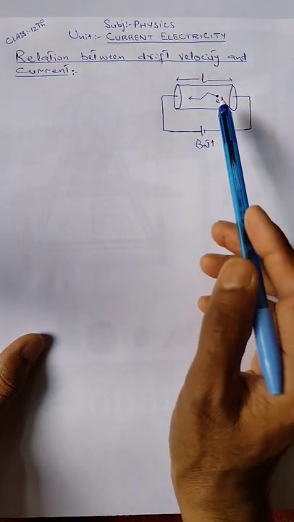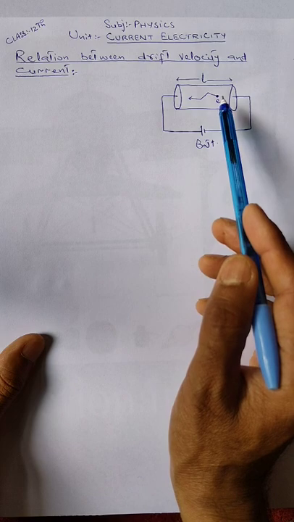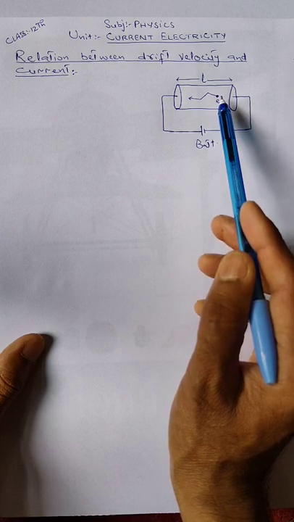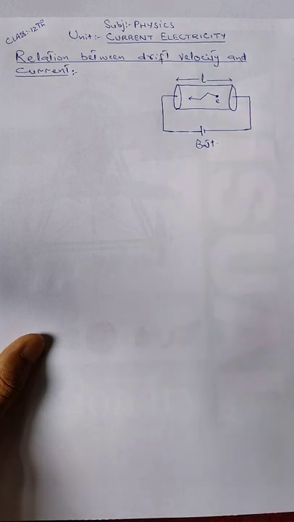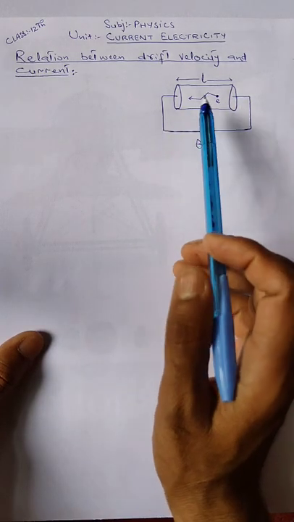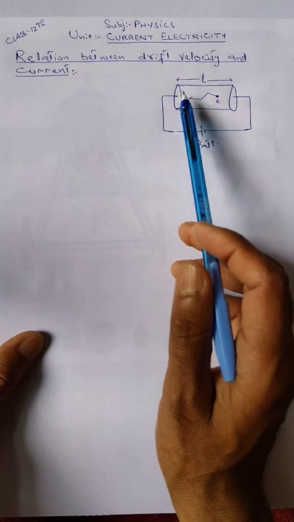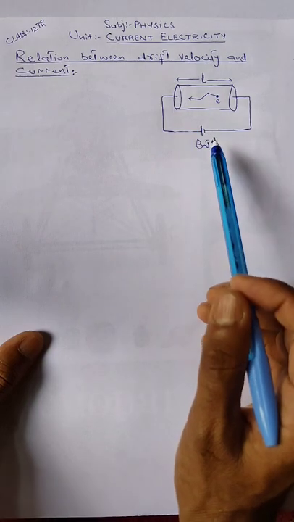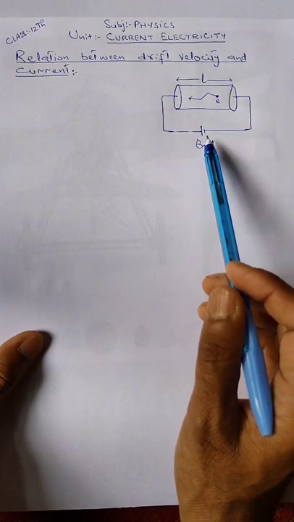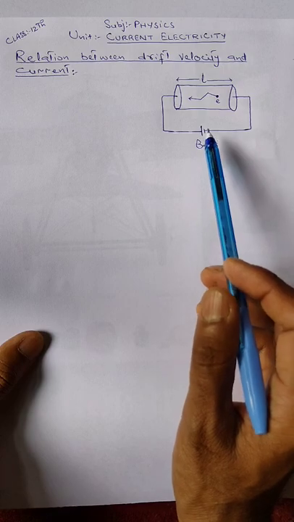Let me repeat about the drift velocity. Drift velocity, you know, is the average velocity with which the electrons move from one end to the other end by applying a battery or an electric field, right? So now let us start.